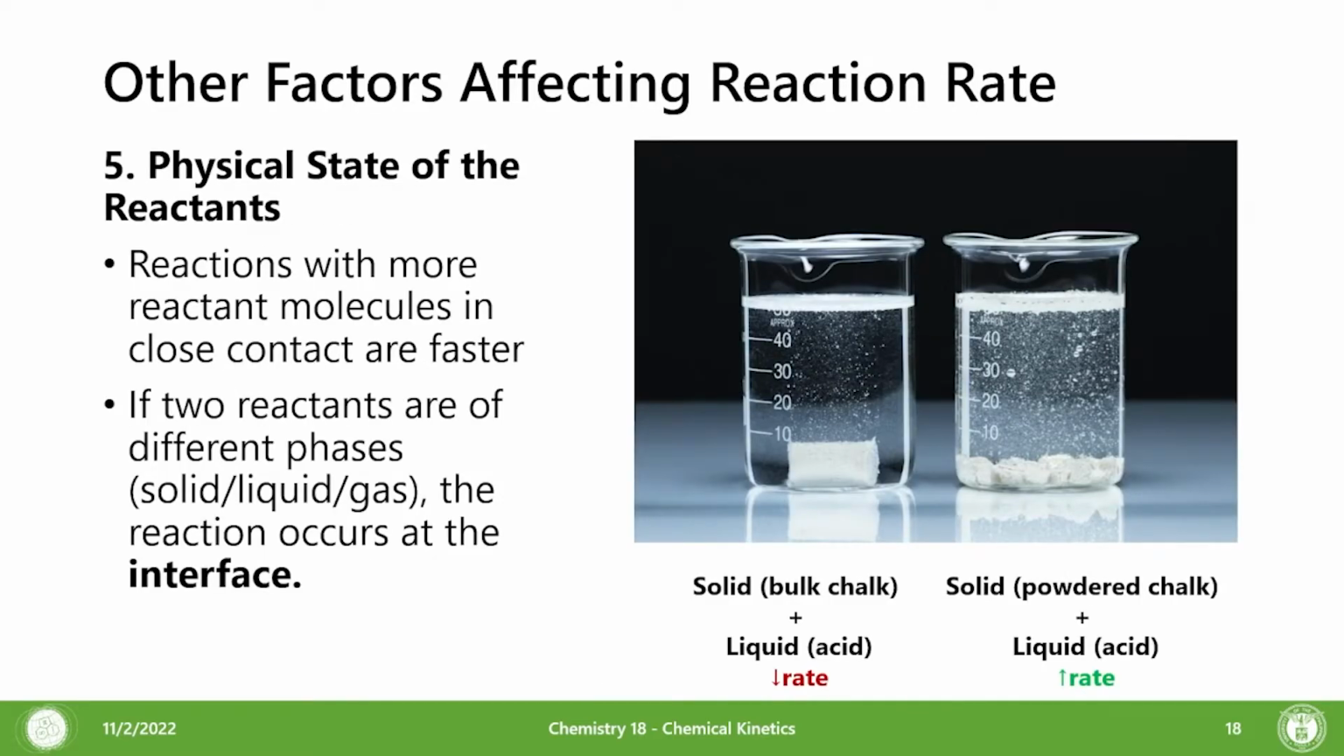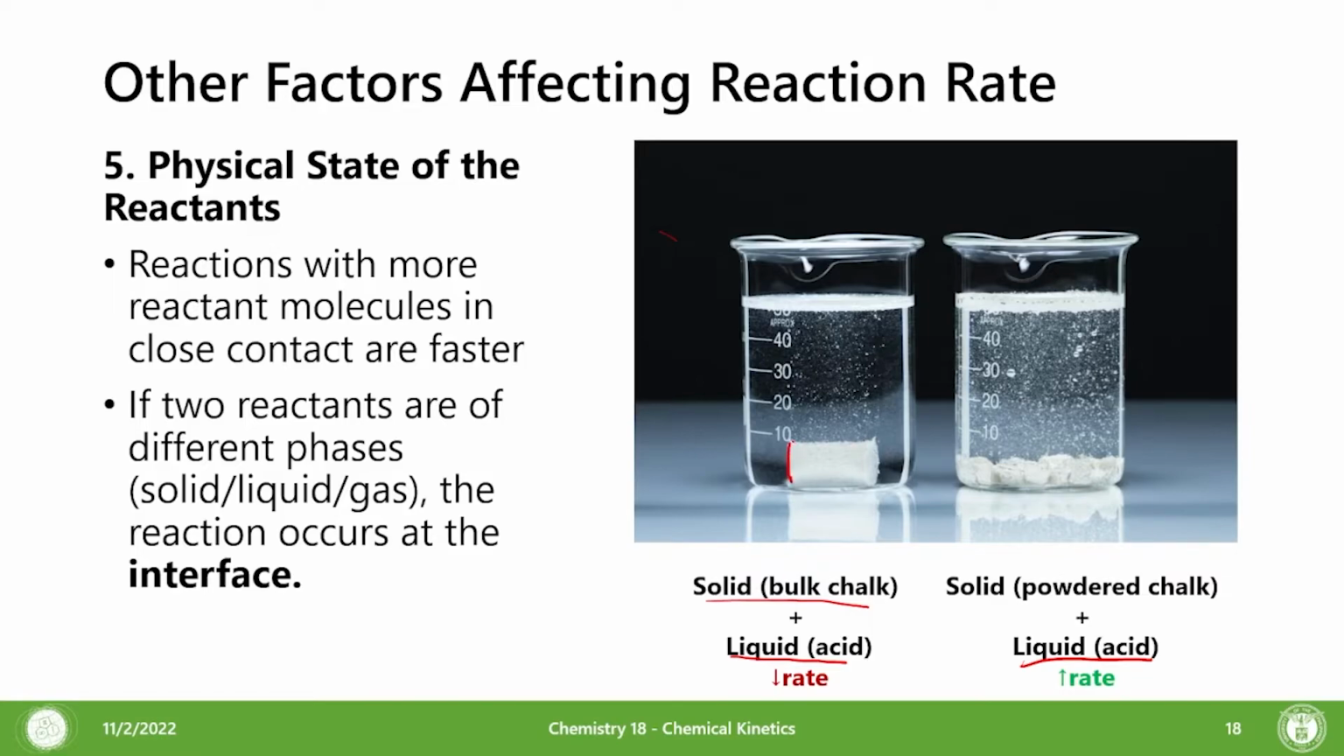The physical state of the reactants also affects the reaction rate. Reactions with more reactant molecules in close contact proceed much faster. And so here are two examples. One with solid chalk in hydrochloric acid. What we keep constant here is the acid, which proceeds at the same concentration. However, the solid is different. They're both still chalk, but one is in bulk.